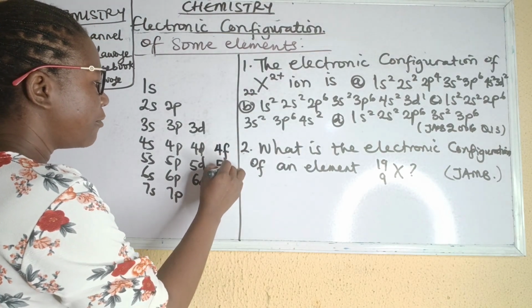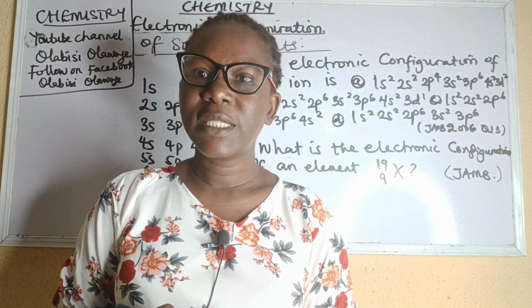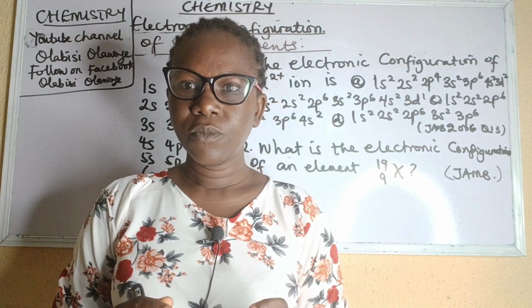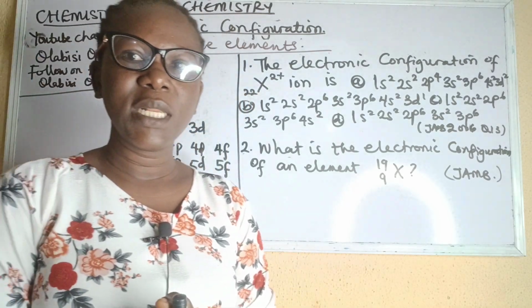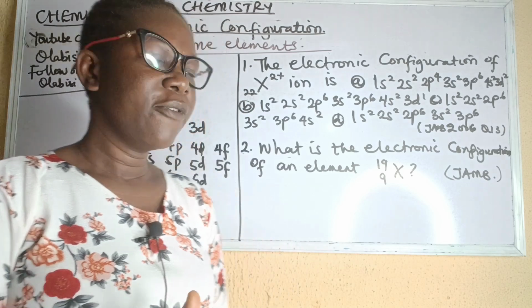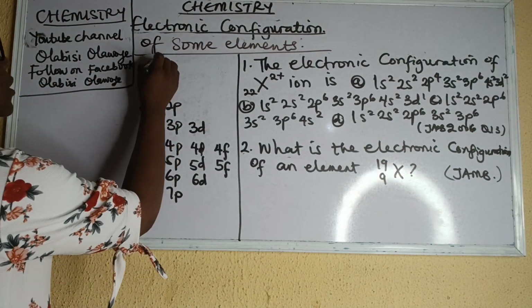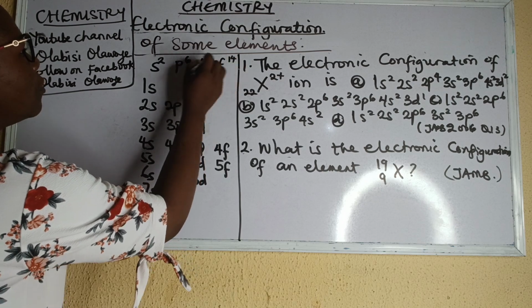4f, 5f. Now, we must bear in mind that the number of electrons that S can accommodate is 2. They are just 2. Then P can accommodate a maximum of 6 electrons. D can accommodate a maximum of 10, and F 14. So we have S maximum of 2, P 6, D 10, F 14.